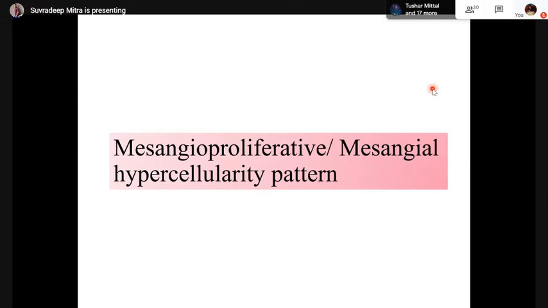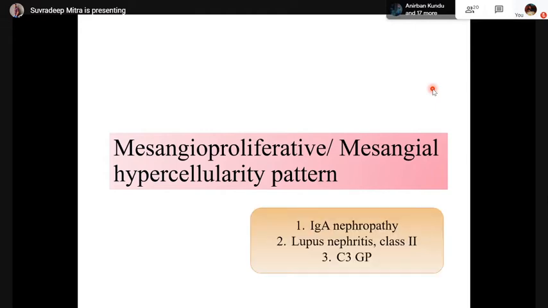Obviously, with this pattern, we have some common differentials, or common diseases, which can cause this pattern. Number one is obviously IgA nephropathy: a young male with hypertension, hematuria, and mesangioproliferative pattern. Always think first in terms of IgA nephropathy, which is the commonest glomerulonephritis worldwide as well as in India. The second one is lupus nephritis, obviously usually class 2. I will discuss that later on. And again, C3 glomerulopathy, which can show almost any kind of pattern. Lupus, C3 glomerulopathy, and also IgA nephropathy can show you any kind of pattern. So these are the common differentials in the majority of cases.